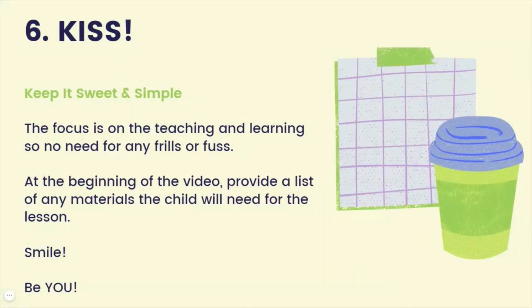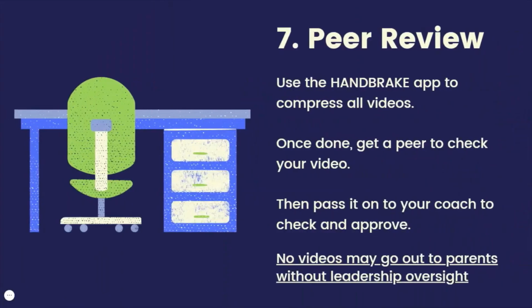Next up, before we send our videos out, is peer review. All videos are to please go through the Handbrake app, which everybody has received via email, to compress the size of the videos. Once you have done this, please ask a peer in your grade to check your video. Then pass it on to your coach to check and approve.